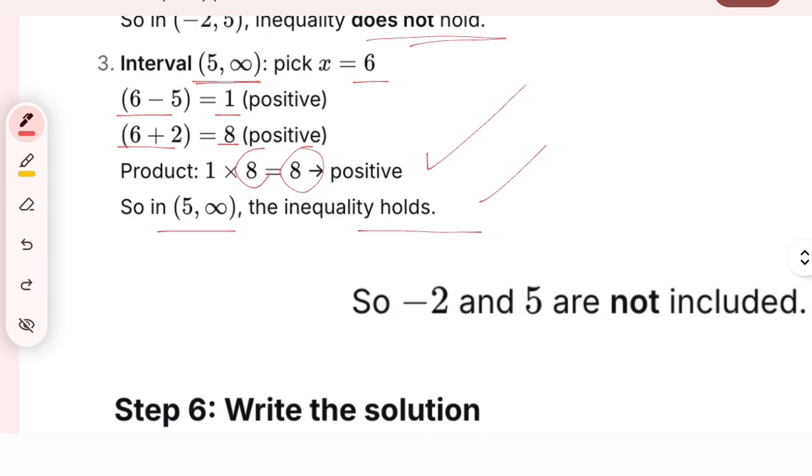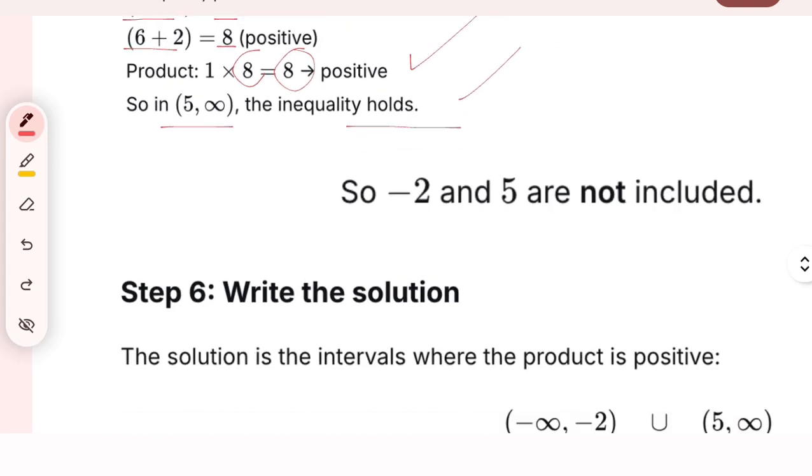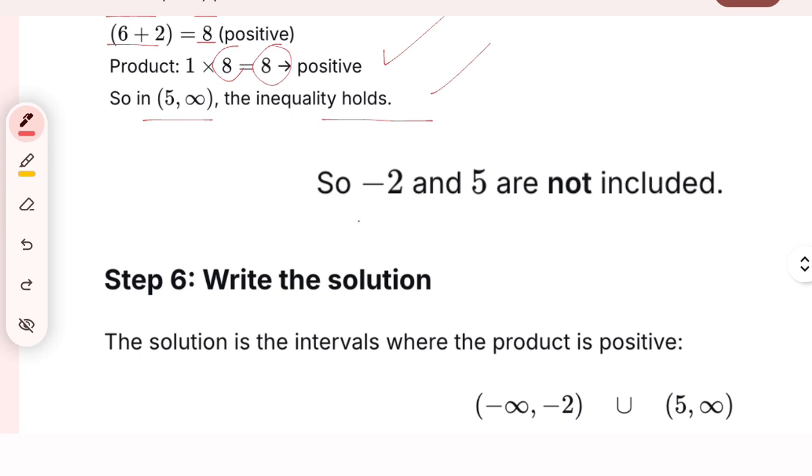So, among the 3 intervals, only the second one does not hold. The first interval holds. The third interval also holds. Only negative 2 to 5 is not included in our answer. So our final answer for the inequality would be anything from negative infinity to negative 2, because it holds, right? And the next one would be from 5 to infinity. So from negative 2 to 5, it does not hold. It's not included in our final answer.